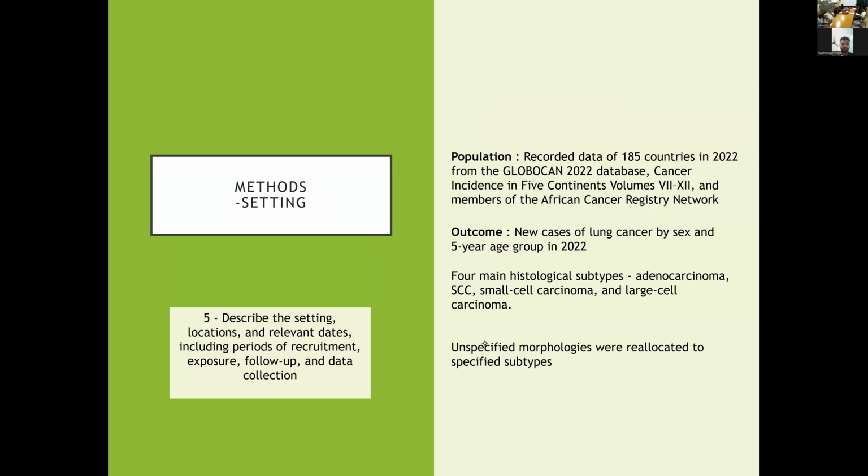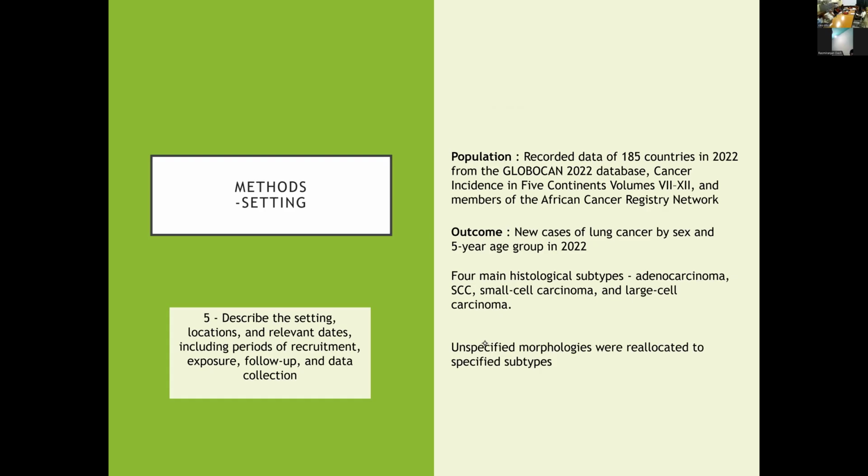Methods and the setting: to describe the setting, location and relevant dates. The population they have taken from 3 data sources. The main data source is the Globocan 2022 database. I will be showing pictures of that. That has recorded data of 185 countries in the year 2022. The second source is Cancer Incidence in Five Continents, volumes 7 to 12, and members of the African Cancer Registry. They have mentioned that African data was left out in the other one, especially on the subtypes. So they have also looked at this African Cancer Registry to look at the subtypes for each of the cancers they are reporting. Outcome: they looked at new cancers by gender and by age group.